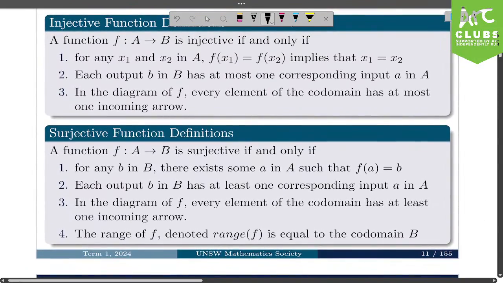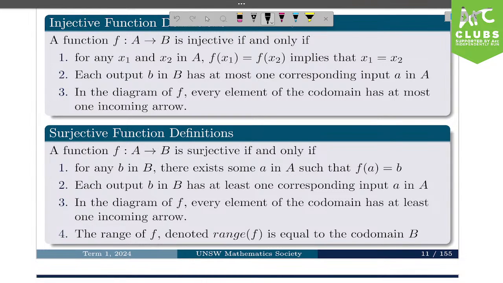Another definition, in the diagram of f, so that's the picture that we drew before, every element of the codomain has at least one incoming arrow, right? So every element in that second bubble would have to have some arrow pointing towards it.